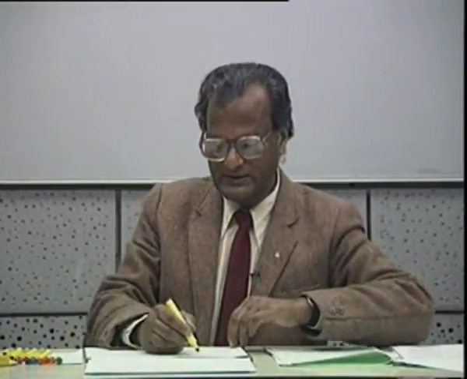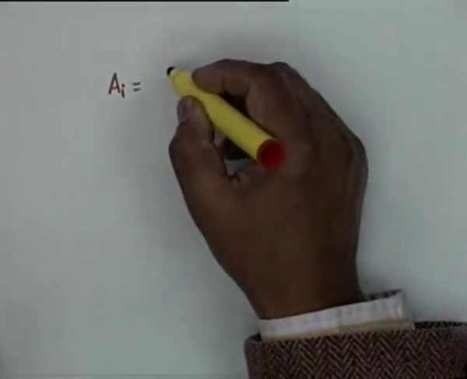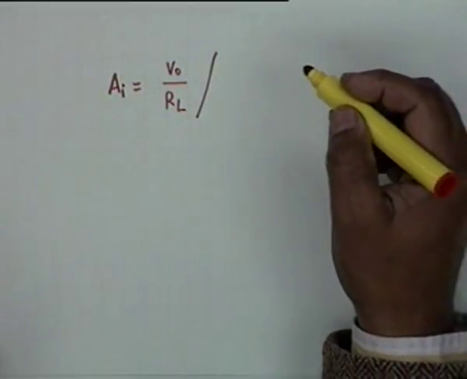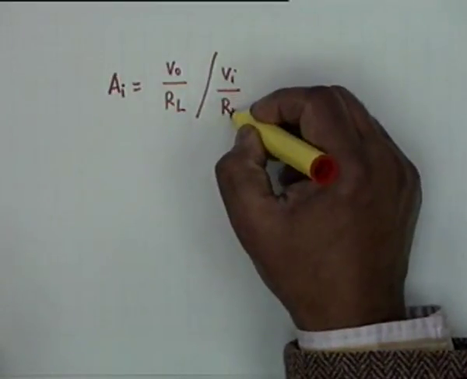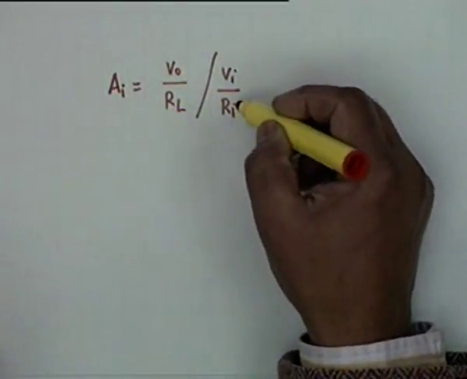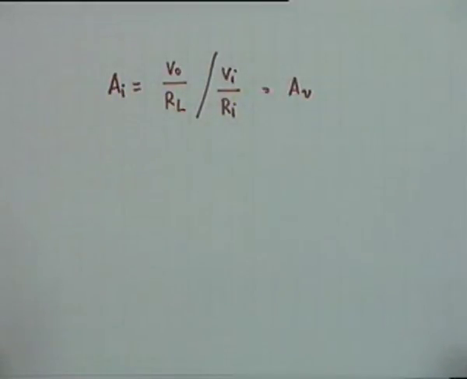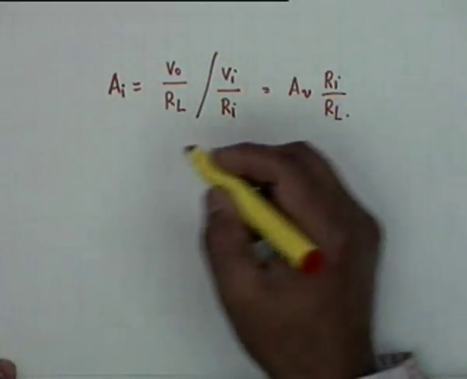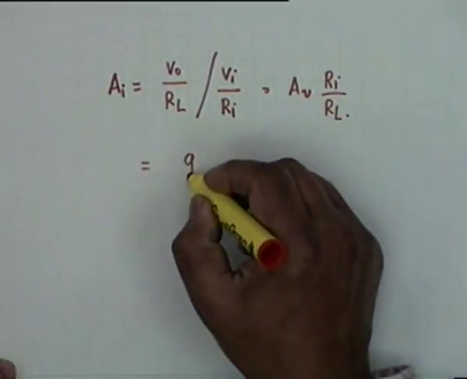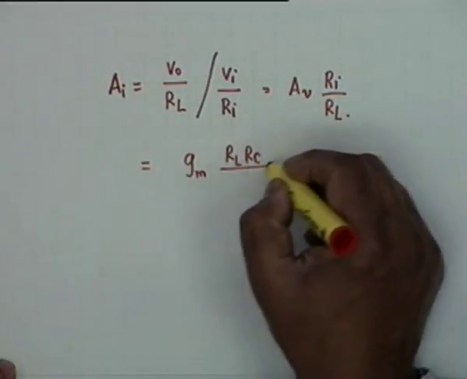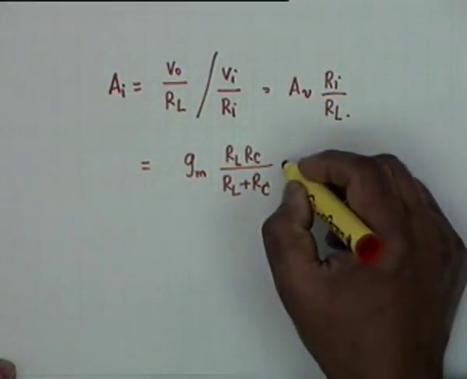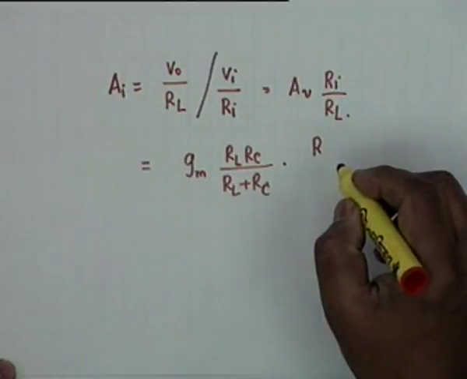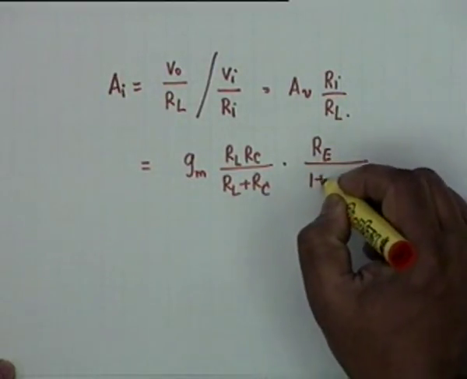Then of course our current gain A sub I, as we have already shown, is (V0 by RL) divided by (VI by RI). This is the output current over the input current, and this is equal to AV, because V0 by VI is the voltage gain, multiplied by RI divided by RL. Let's substitute. AV is GM RL prime. RL prime is RL RC divided by RL plus RC. And RI is RE parallel 1 by GM, which is equal to RE divided by 1 plus GM RE.